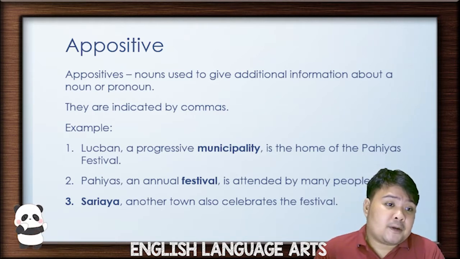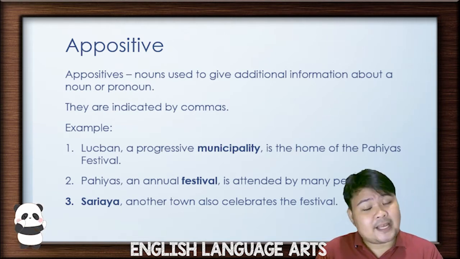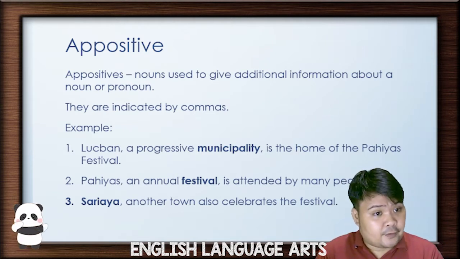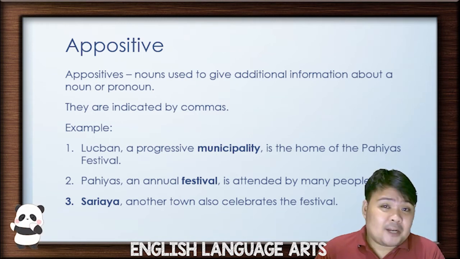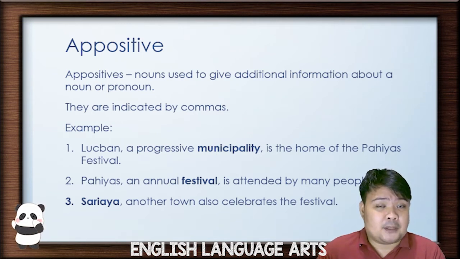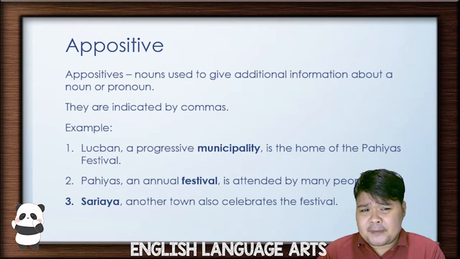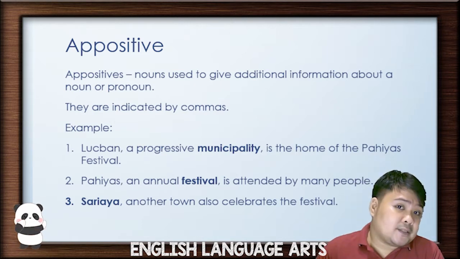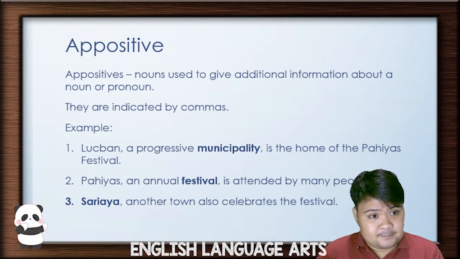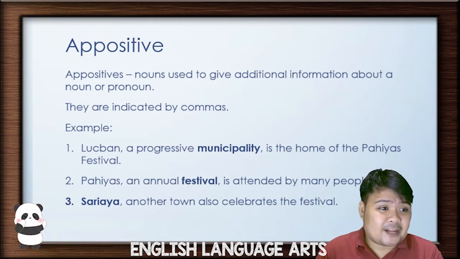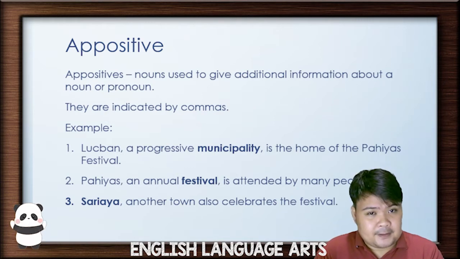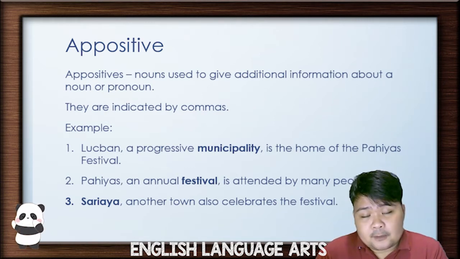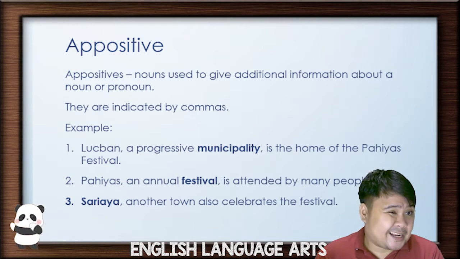You're adding information about Lukban. You'd like to say that it is a progressive municipality, therefore you give it an appositive, a progressive municipality. Number two: Pahiyas, an annual festival, is attended by many people. Again, you'd like to give more information about the word Pahiyas, to say it's an annual festival, so you put that. Or for example: Sariaya, another town, celebrates this festival. The main sentence there is that Sariaya celebrates the festival. But if you'd like to tell what town, then you say, another town, Sariaya.